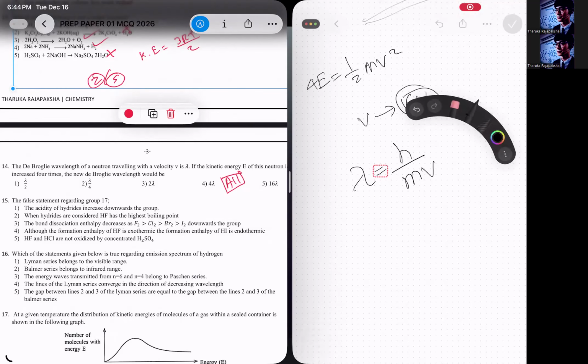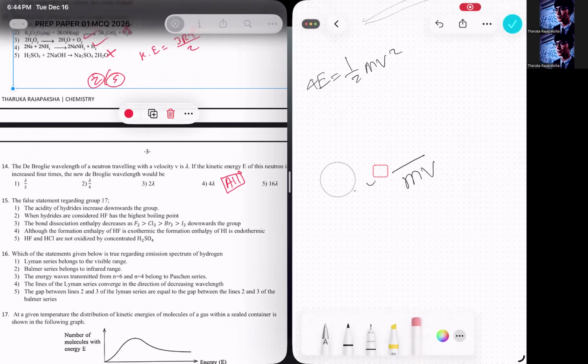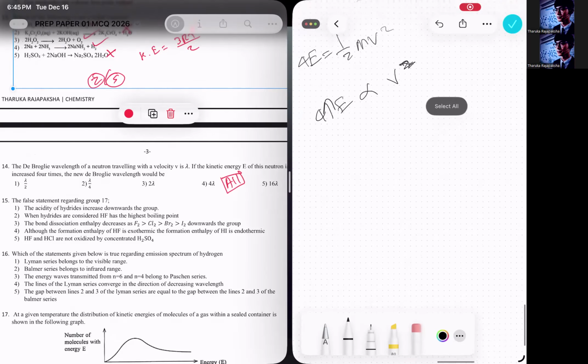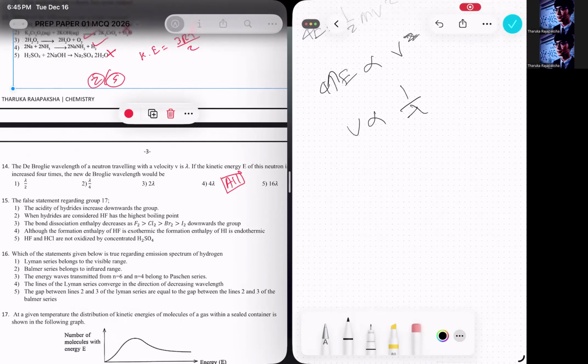No, people. Wait. Sorry. My bad. Look at this question now. 4E. Energy is proportional to v squared, people. So when energy increases 4 times, the velocity will increase only 2 times, because 2 squared is only 4. So velocity is doubled, lambda is halved, because velocity is inversely proportional to lambda. So therefore the answer is answer number 1. Don't take all, my bad.